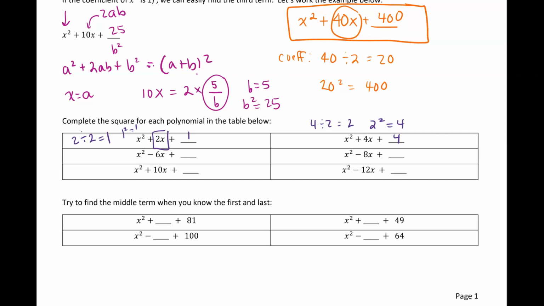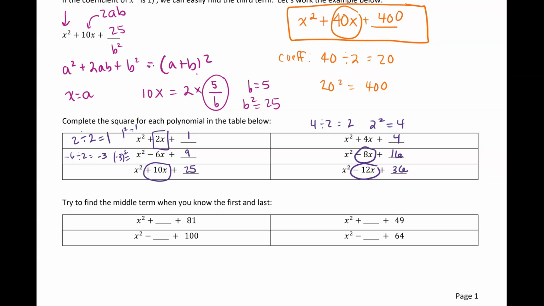Over here, x squared minus 6x, take that negative 6. Negative 6 divided by 2 is negative 3, but negative 3 squared is positive 9. All right, I'm going to do the rest of these in my head. So negative 8 divided by 2 is negative 4. Negative 4 squared is positive 16. 10 divided by 2 is 5. 5 squared is 25. Negative 12 divided by 2 is negative 6. Negative 6 squared is 36.